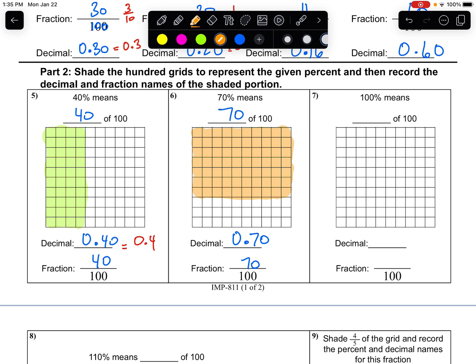100% means, well, that's simple. That means 100 out of 100. So we should be shading the whole thing.